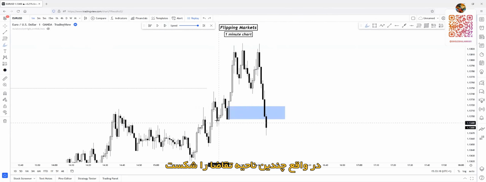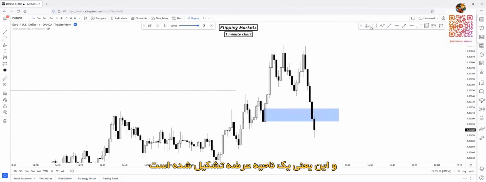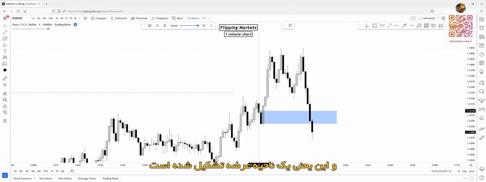And actually it broke through several demand zones because we have this demand zone right here. So yeah, this means a demand zone has been broken. This means we have a supply zone.